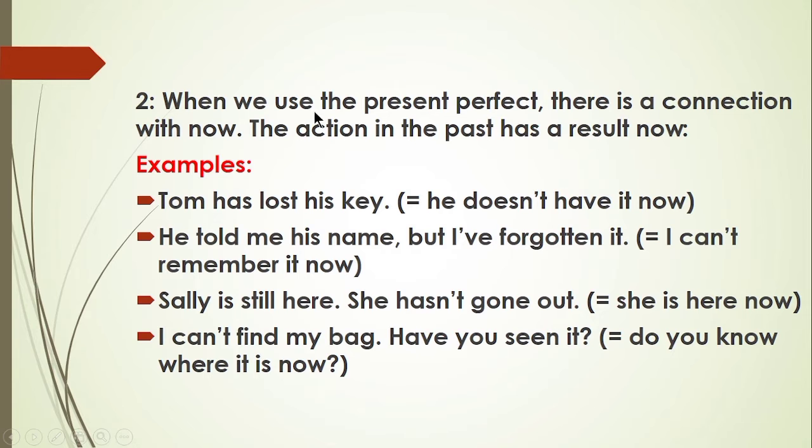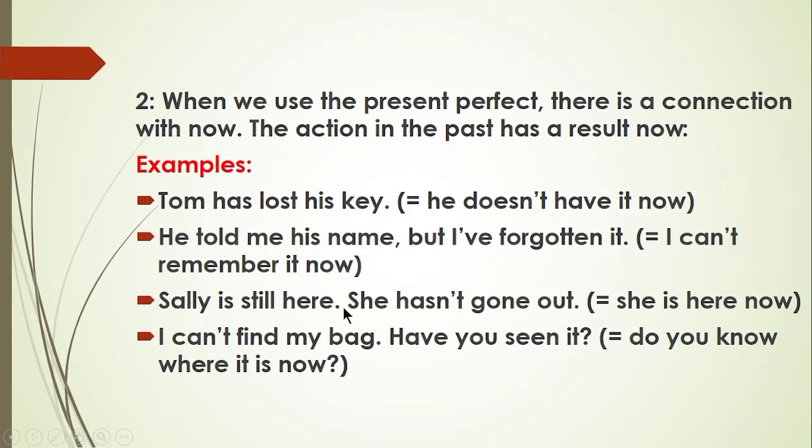Next, when we use the present perfect, there is a connection with now. So when an action happens in the past and it has a connection with the present, we prefer to use present perfect tense. The action is in the past, and has a result now. For example, Tom has lost his key. It means he does not have it now. He told me his name, but I have forgotten it. I cannot remember it now. So the connection with now is that I cannot remember it.